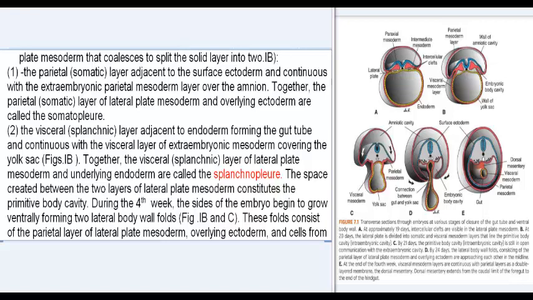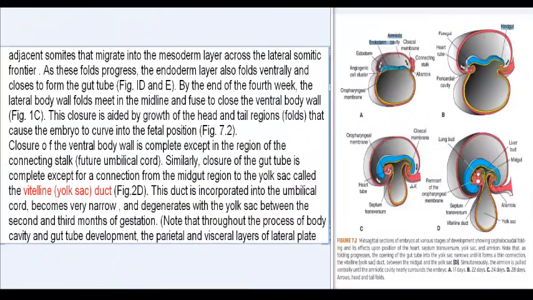During the 4th week, the sides of the embryo begin to grow ventrally forming 2 lateral body wall folds, Fig. 1b and c. These folds consist of the parietal layer of lateral plate mesoderm, overlying ectoderm, and cells from adjacent somites that migrate into the mesoderm layer across the lateral somatic frontier. As these folds progress, the endoderm layer also folds ventrally and closes to form the gut tube, Fig. 1d and e. By the end of the 4th week, the lateral body wall folds meet in the midline and fuse to close the ventral body wall, Fig.